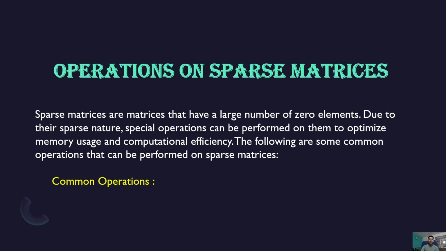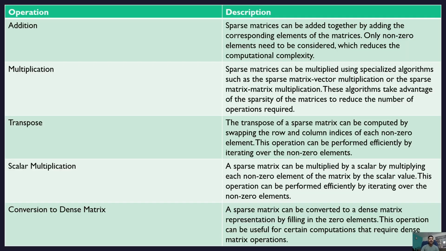Operations of sparse matrix. Sparse matrices are matrices that have a large number of zero elements. Due to their sparse nature, special operations can be performed on them to optimize memory storage and computational efficiency. The following are some common operations that can be performed on sparse matrices. Addition: sparse matrices can be added together by adding the corresponding elements of the matrices. Only non-zero elements need to be considered, which reduces the computational complexity.